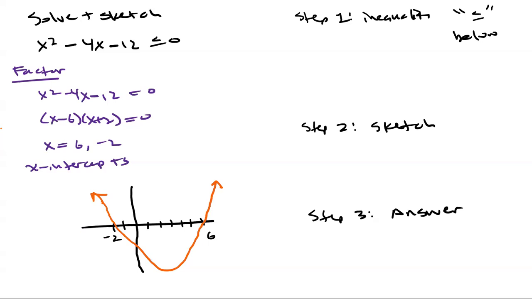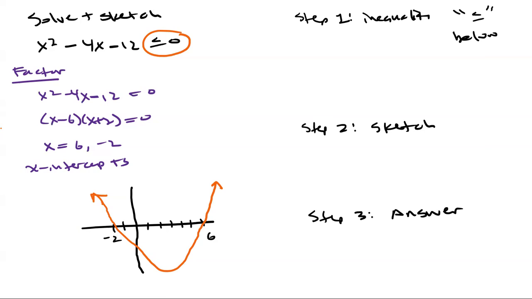Now we have all the information that we need, and now we can answer the question. It's asking where it is below or equal to 0, less than or equal to 0. So we look at this here: the swimmer is under the water between negative 2 and 6. And it's less than or equal to, so that means we need to include the endpoints. And that's it. It's that simple.